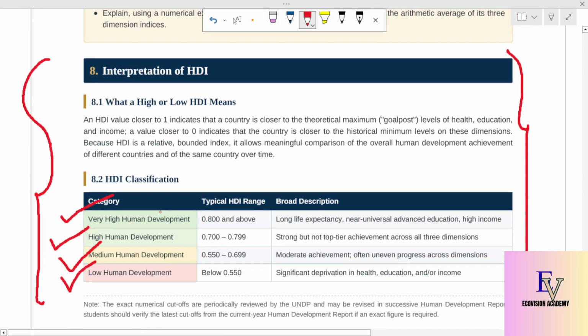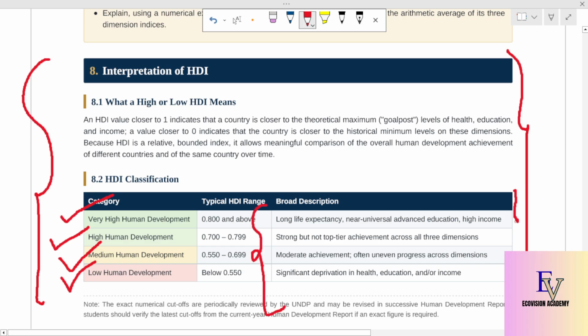Whenever you see the HDI of a country, when it is 0.8 and above, you can say that it is very high human development. Whenever it is 0.7 to 0.79, it is high human development, from 0.55 to 0.699 medium human development, and below 0.55 it is low human development. The descriptions are also given.